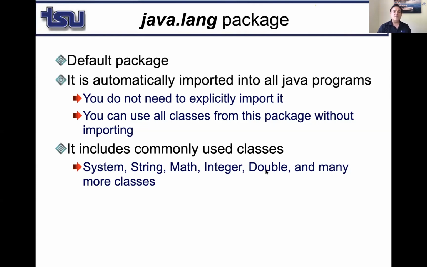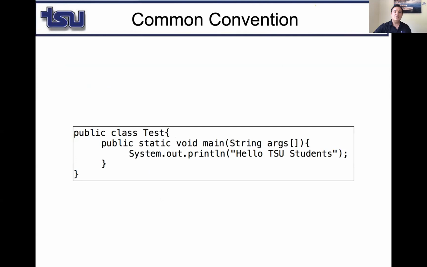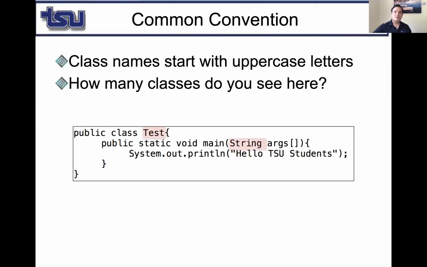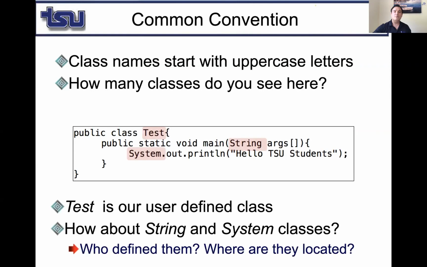So again, the java.lang package is the default package. It has very useful classes. Since those classes are very, very commonly used in almost all Java programs, they are placed in a default package so that Java automatically imports them into your program. You don't have to explicitly import them. And System and String were coming from the java.lang package. If we go back here, String and System are in the java.lang package. It's automatically imported, so therefore I am able to use them without any problem.